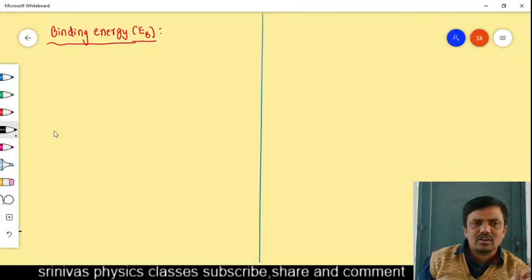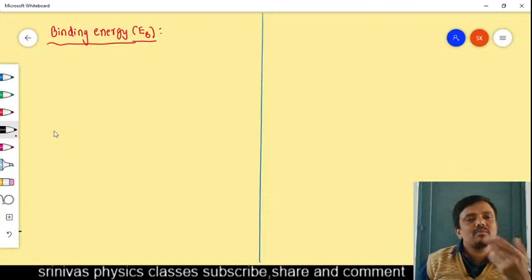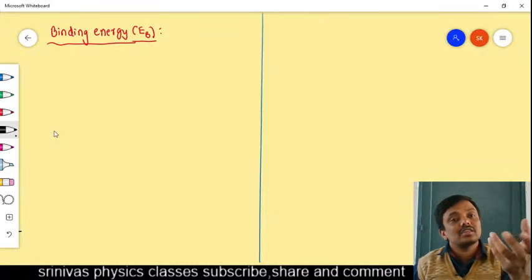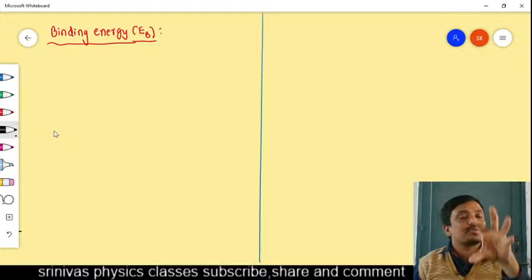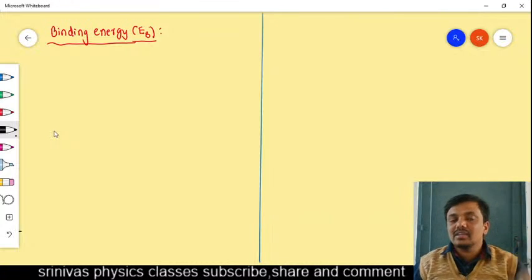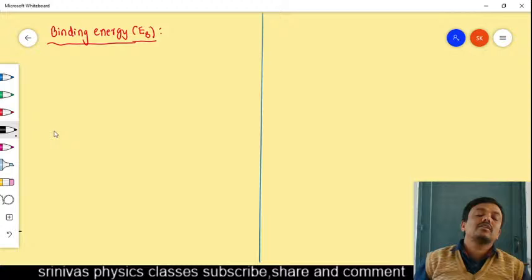Similarly, during formation of the nucleus also, protons and neutrons combine to form the nucleus. During that formation, there is some loss of mass. That loss of mass is converted into energy. That energy is used to bind the nucleons, the protons and neutrons, in the nucleus. That is called the binding energy, right?